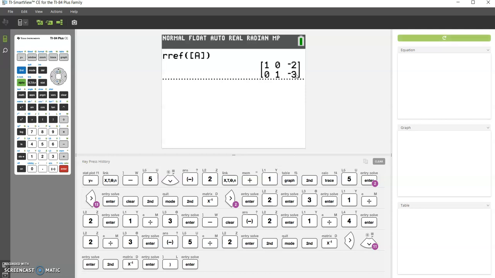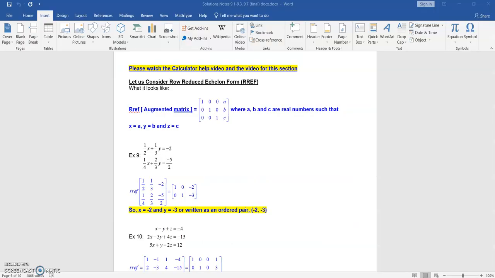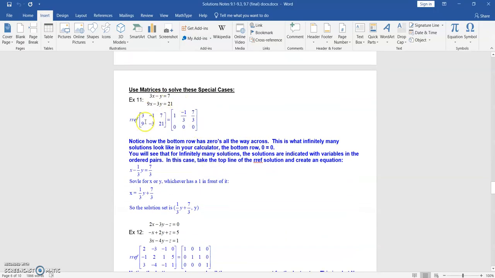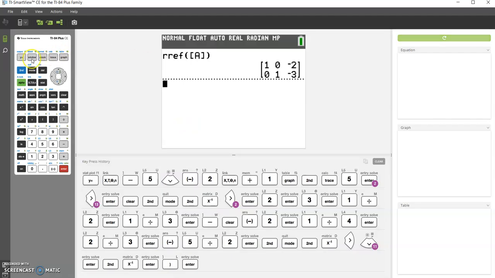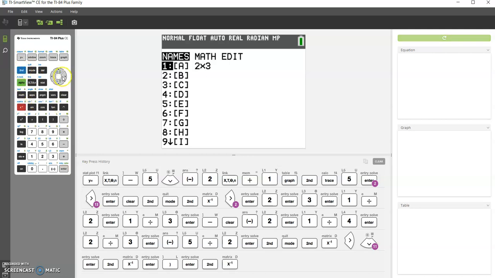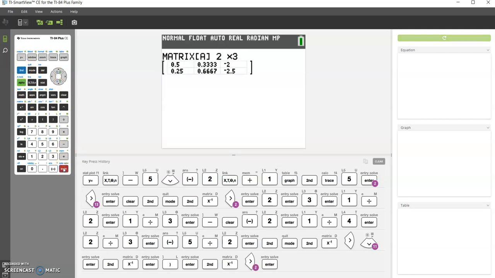Let's see if I have one. Yeah, let's look at example 11. So example 11 right here. This will be one of the special cases. Let's put that one in the calculator so you can see what your calculator looks like for an output of fractions. So I'm going to go back to second matrix, arrow over to edit, hit enter.